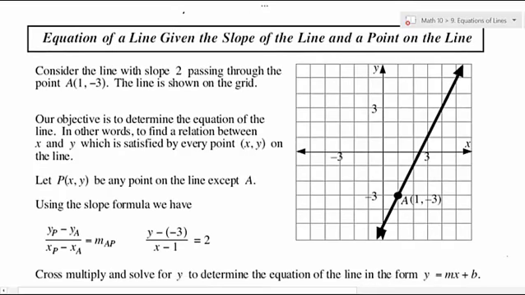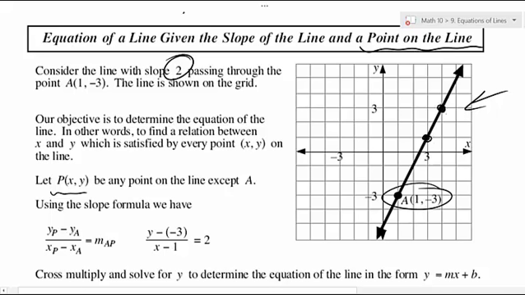The next thing I want to do is talk about how we can find an equation of a line given the slope and just a point on the line. Okay, so we have a line here and it has a positive slope. The slope is actually 2 and it passes through this point A. So we're going to say, let P(x, y), some kind of point, be somewhere on the line. It could be this one here or it could be this one here.